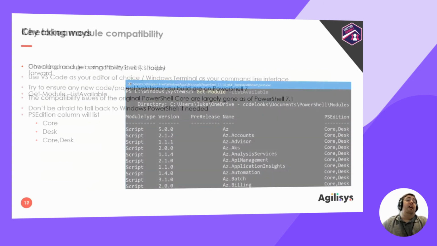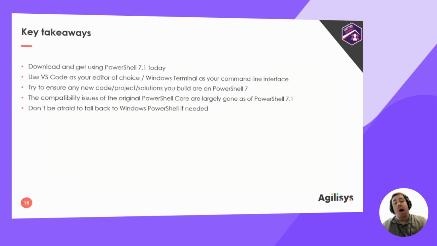I think I'm coming to the end of my slides. What I wanted to talk about was the key takeaways around this session, and what I'd recommend as some go-tos. For me, the real key takeaway here is I don't feel like there's anything really stopping you from downloading and using PowerShell 7.1 today. If you could take one thing away, that would be the key one.